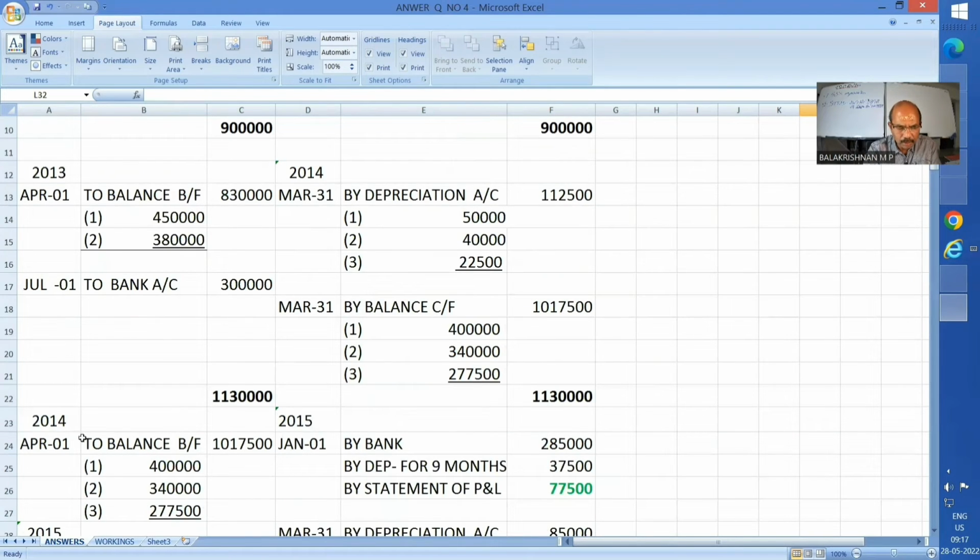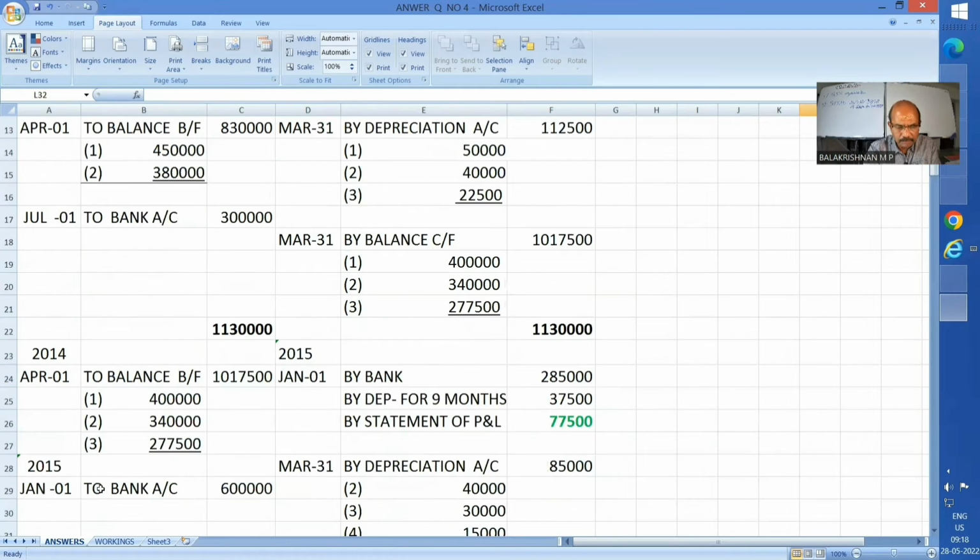As it is, I brought down the balance, 2014 April 1 balance, as it is. It has been brought down. But chronologically, I have to proceed. I find on January 1st two events. One, there is a sale, and another, there is a purchase. Okay, purchase, being a simple straight case, I purchased for 6 lakhs, to bank 6 lakhs.